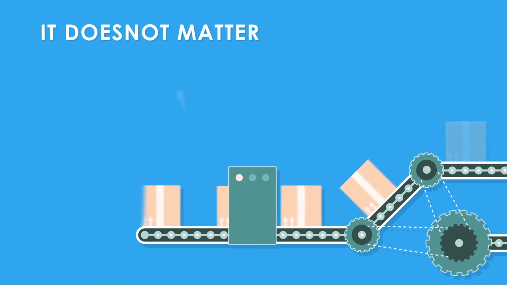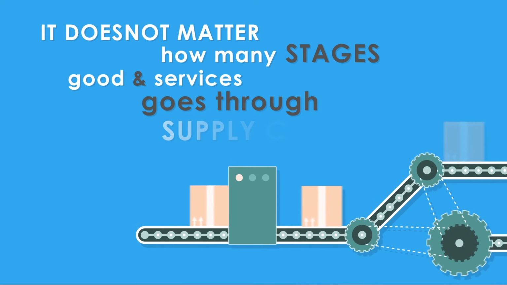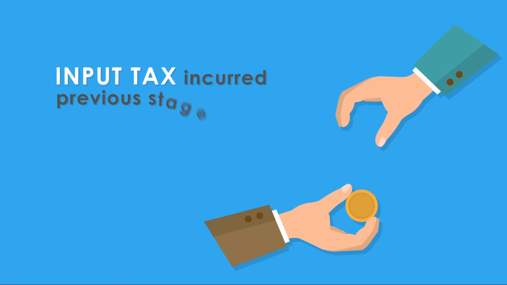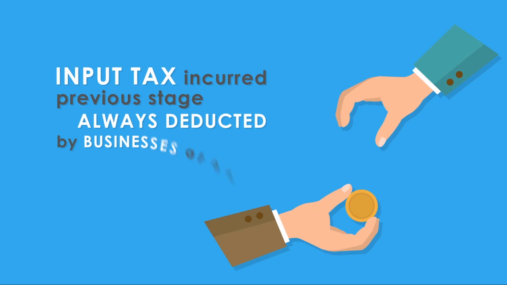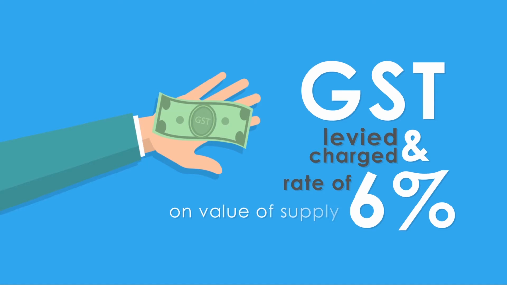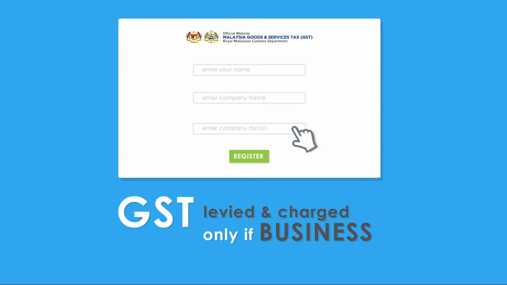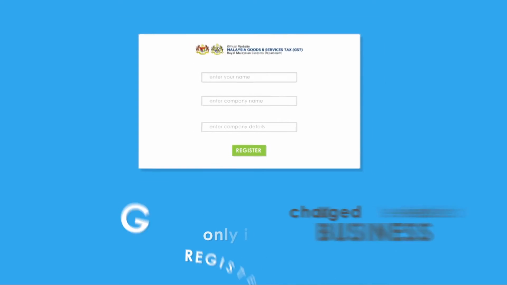Hence, it does not matter how many stages a particular good or service goes through in the supply chain, because the input tax incurred at the previous stage is always deducted by the business at the next stage in the supply chain. GST is to be levied and charged at the proposed rate of 6% on the value of the supply. GST can be levied and charged only if the business is registered under GST.